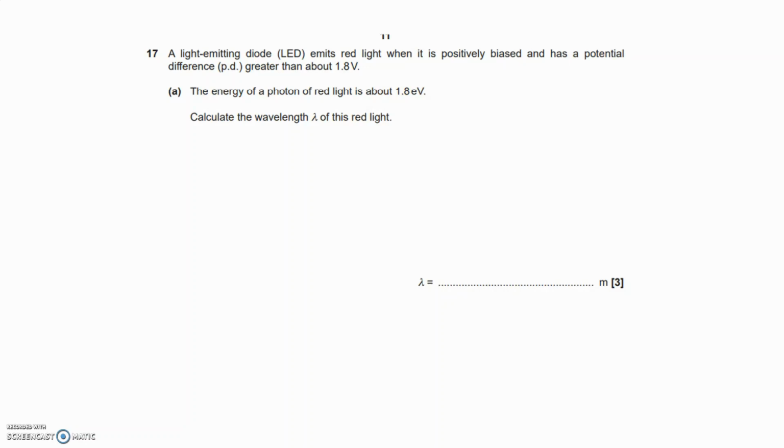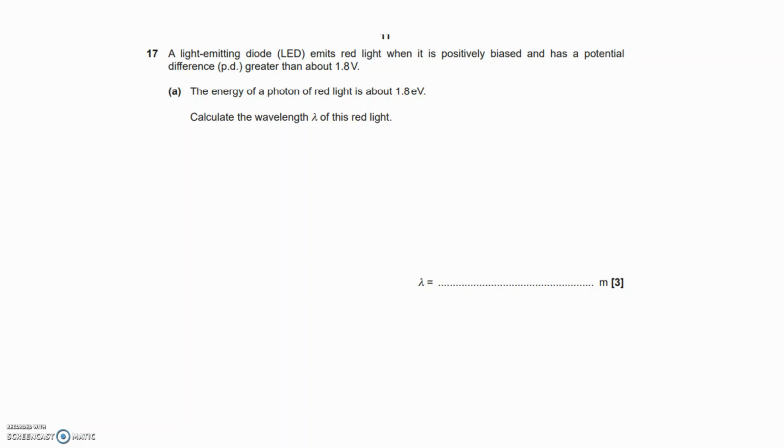This is one of the questions that we looked at. This is question 17, paper 2, 2020, and this potential divider question actually starts off with a bit of quantum physics for part A. We have a light emitting diode that emits red light when it's positively biased and has a potential difference greater than about 1.8 volts.